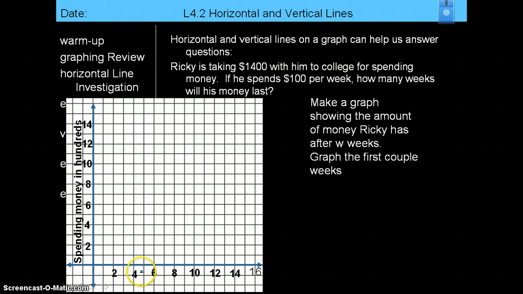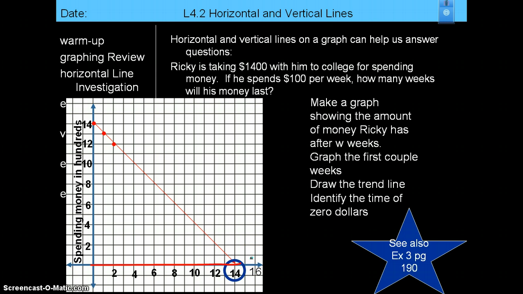We've got weeks down here on the x-axis, and we've got the spending money that he has. At 0 weeks, he still has $1,400. After 1 week, he's down to $1,300. At 2 weeks, he's down to $1,200. We see the general pattern here, so we can graph the line. At this point, we would want to locate the trend line and find out when he is at $0. So we have a horizontal line at $0, and we can see that that happens at 14 weeks. You'll find a similar example on page 190 of your textbook.